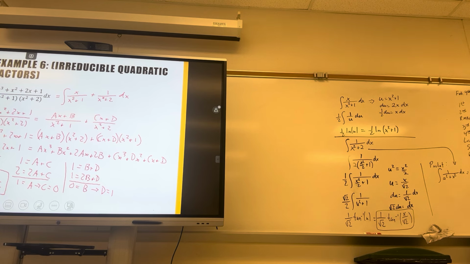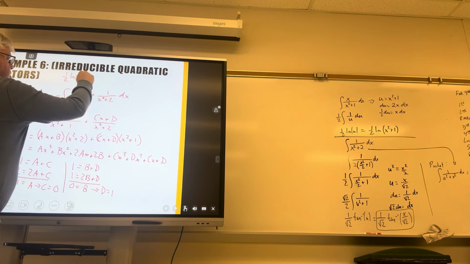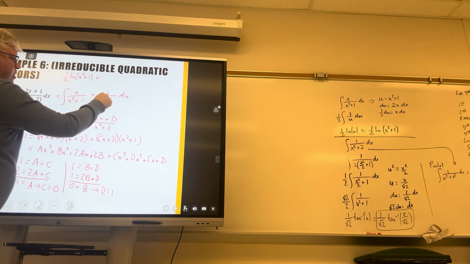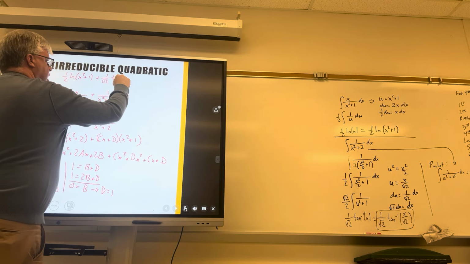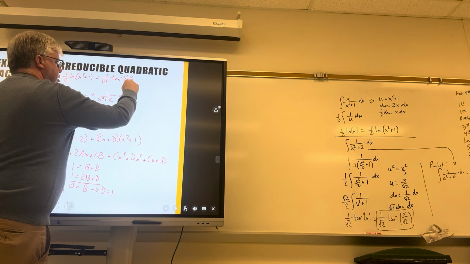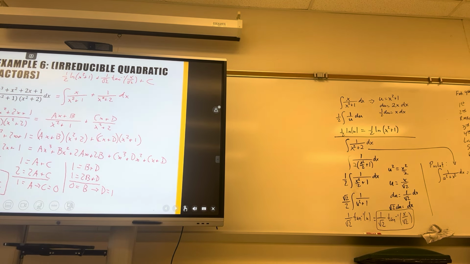Okay? All right, so we're basically done with this one, right? The answer to this part was 1/2 ln x squared plus 1. And then this one by the packet says 1 over root 2 inverse tan x over root 2. And then plus c. And we're all done. Okay? Make sense? All right. Let's try another one. Raise the level of fun. This was kind of fun. We need more fun.